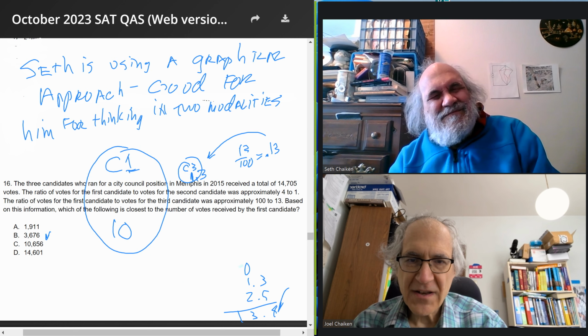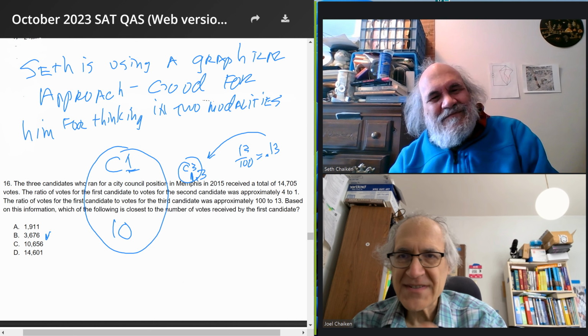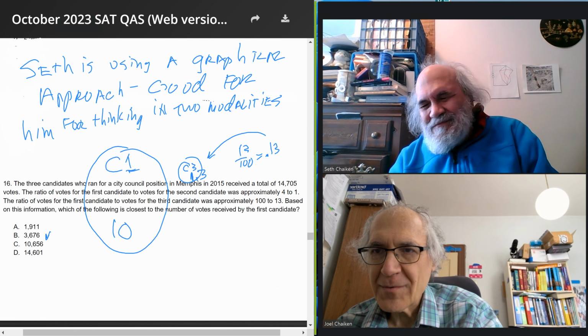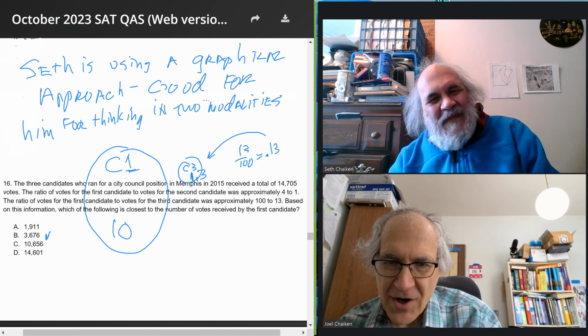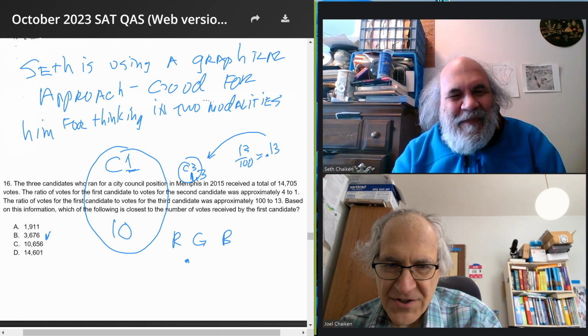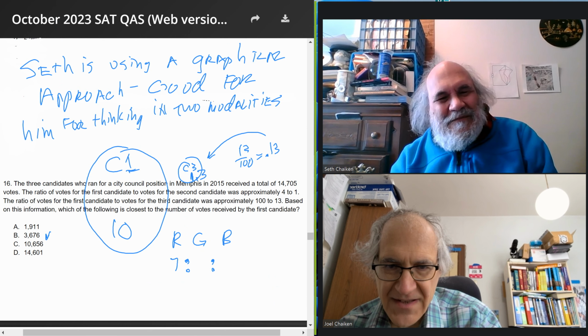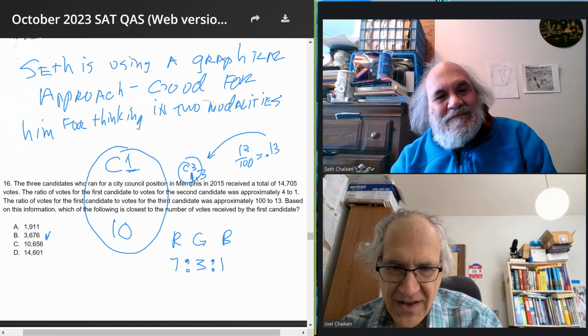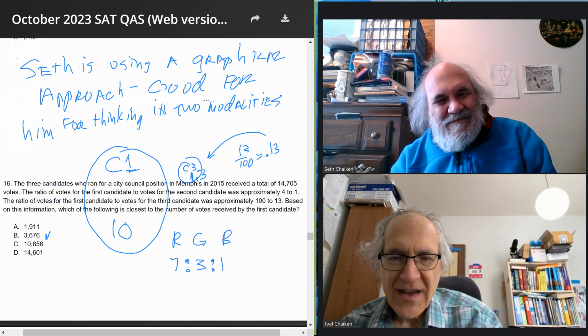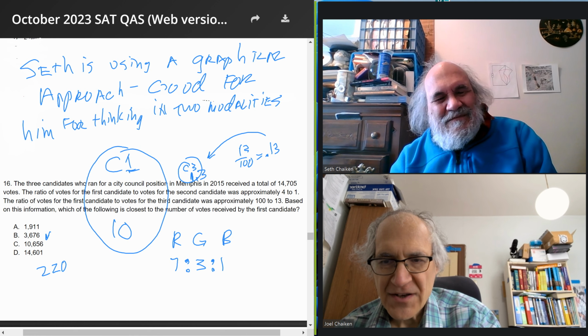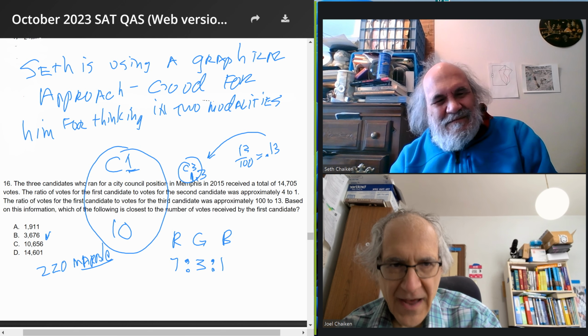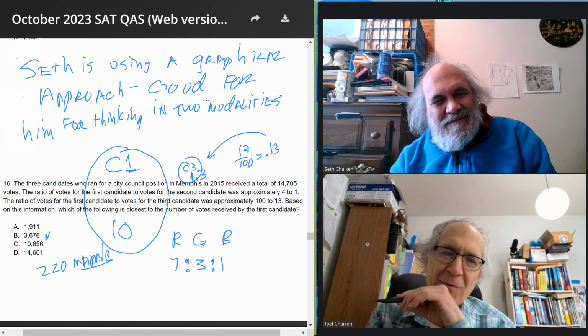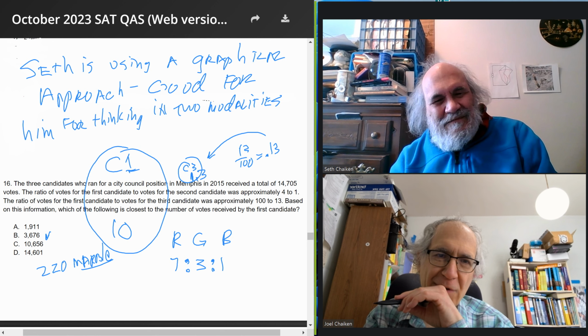the marble problem, because it's related. This problem essentially is the marble problem. You have a bunch of marbles: red, green, and blue, and they're in a ratio to each other, 7 to 3 to 1. Seven red, 3 green, 1 blue. And you have a total of 220 marbles. How many red marbles do you have, how many green marbles, and how many blue marbles? How do you do it?